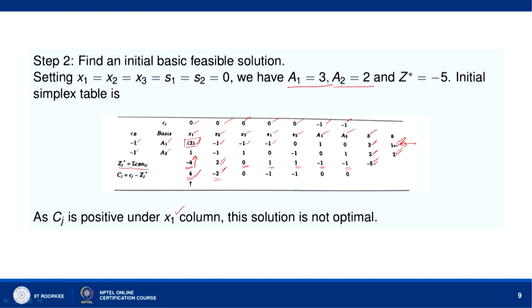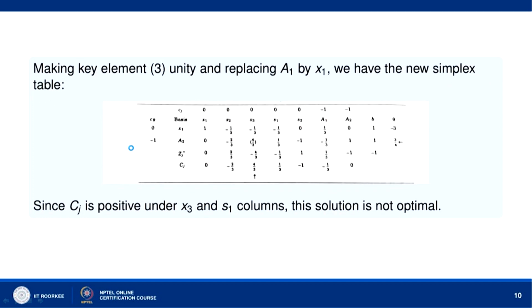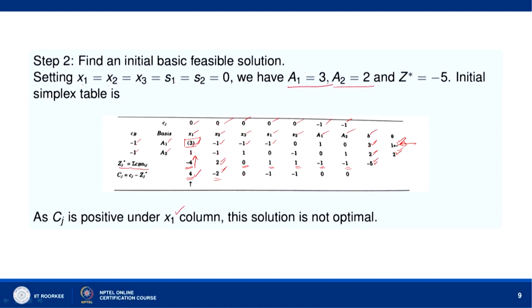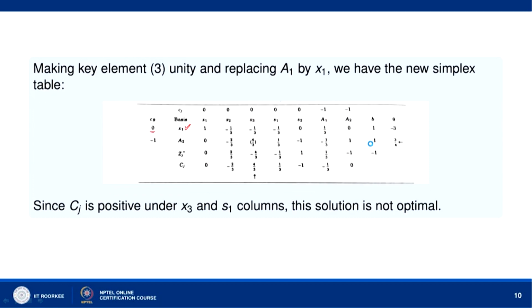Now, x1 is the incoming variable, a1 is the outgoing variable. So, in the next simplex table a1 will be replaced by x1 and this minus 1 will be replaced by 0, the coefficient of x1. So, we have this table. X1 comes here, the coefficient of x1 is 0, and then we divide the elements of the key row by the key element. So, 3 by 3, we divide all the elements of the key row.